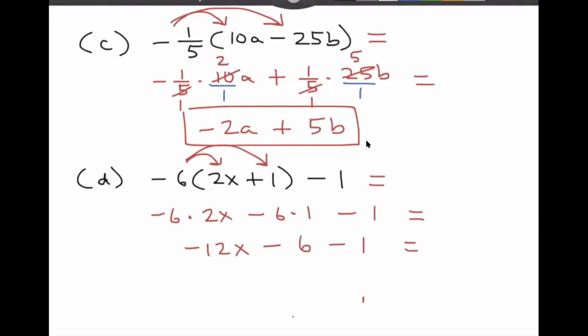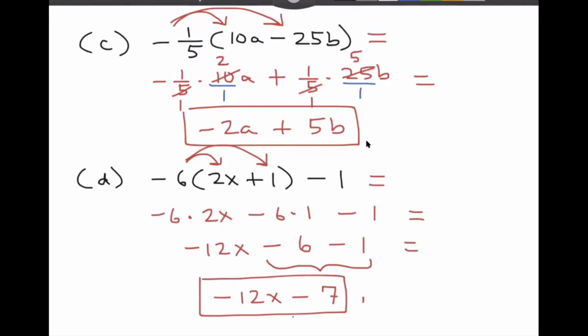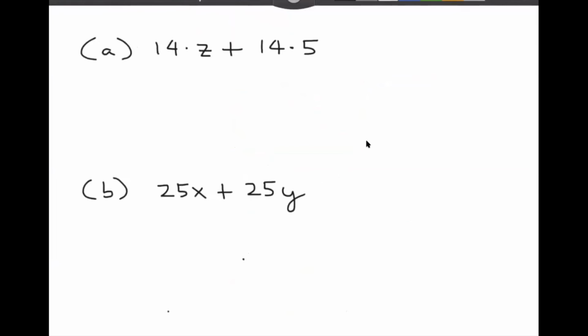All right, and the last thing I'm going to do is combine the like terms. -6 minus 1 is -7, right? All right, and that takes care of that batch of examples. Okay, now we're on to a new batch of examples.